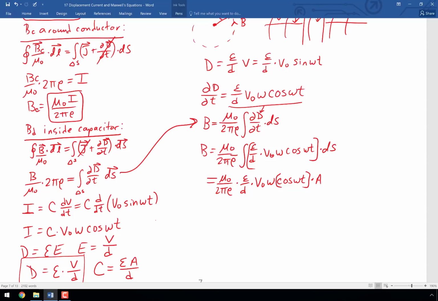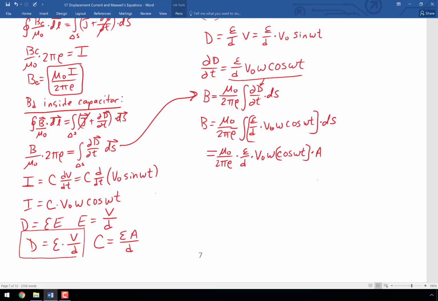Okay, it's time now for us to begin gathering some of those constants together. I'm going to gather the A and the epsilon over d. A times epsilon over d, that's what we know to be the capacitance. So this is going to be mu sub 0 over 2 pi rho times the capacitance times V sub 0 omega cosine of omega t.